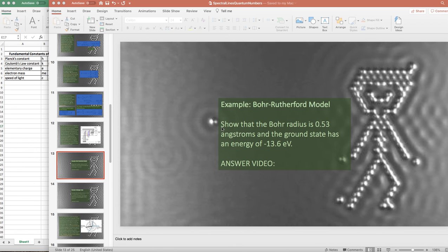In this example, we're looking at the Bohr-Rutherford model and showing that the Bohr radius is about a half an angstrom and the ground state has an energy of minus 13.6 electron volts.